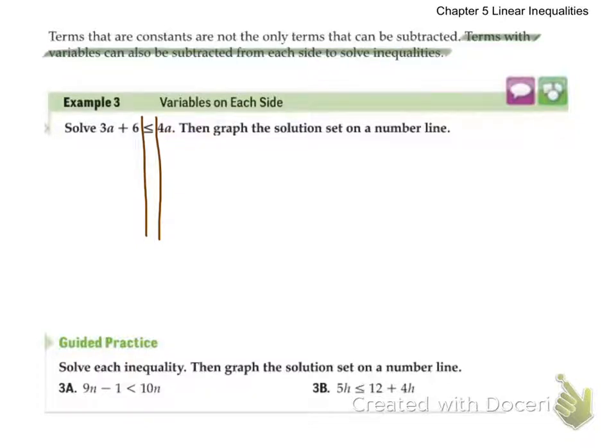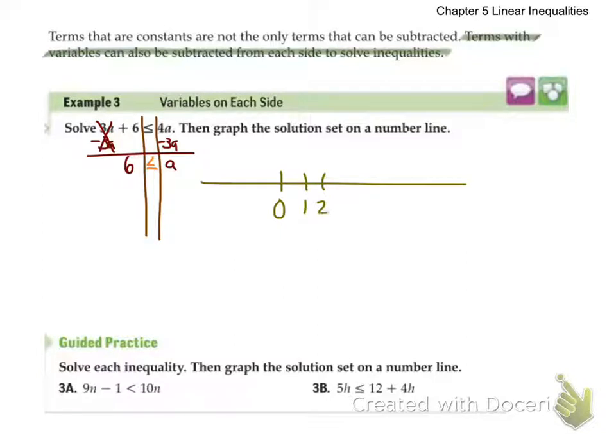So terms that are constants are not the only things that can be subtracted to the other side. Terms with variables can also be subtracted to the other side in inequalities. So here again, I drew down those equal bars so I don't forget to write my inequality in the end. And I'm going to try to isolate a here. So I need to get all the a's on one side. In order to do that, I'm going to subtract 3a on both sides, leaving me with 6 is less than or equal to a. Then it says to graph the solution set on a number line.